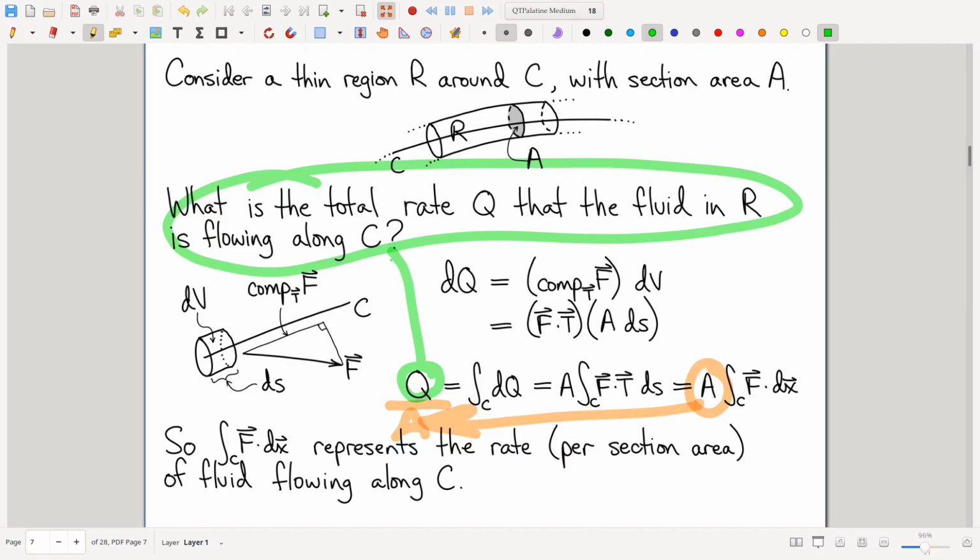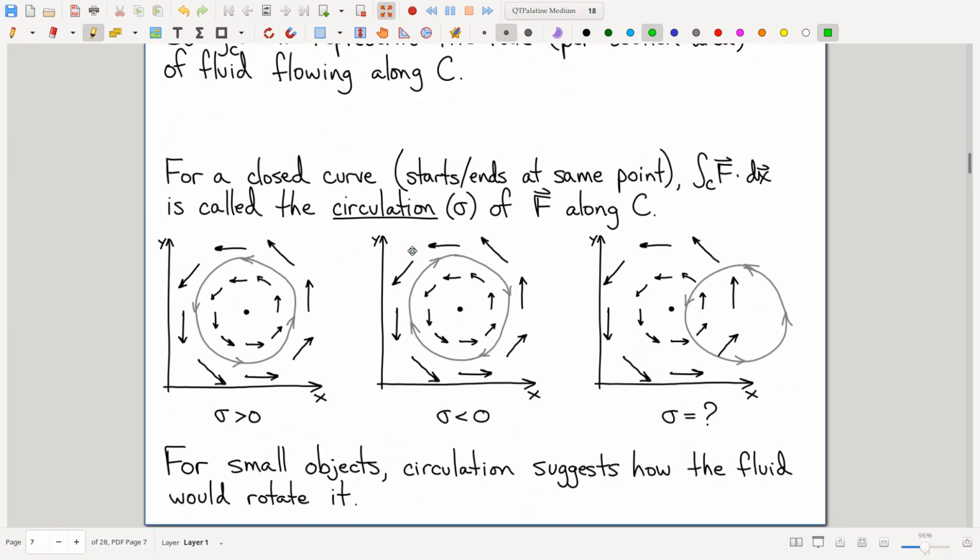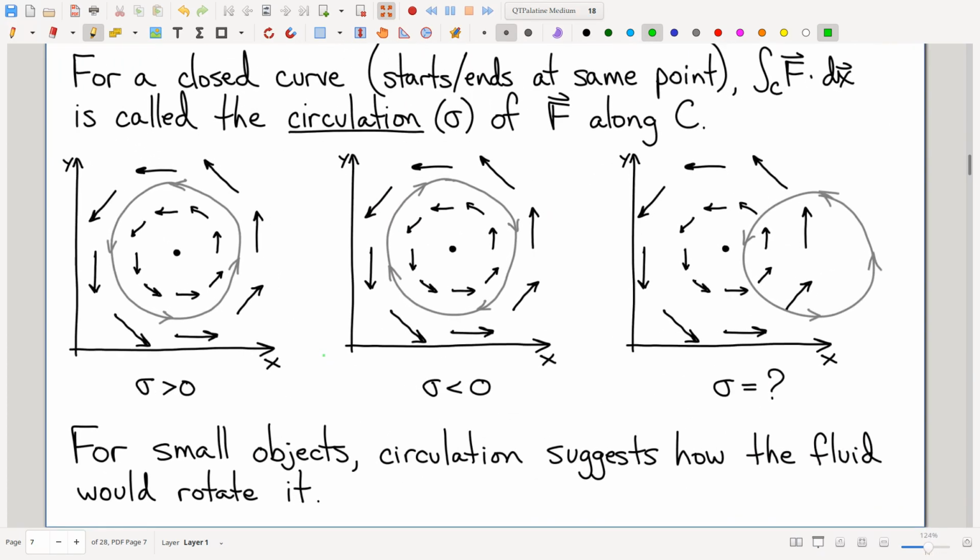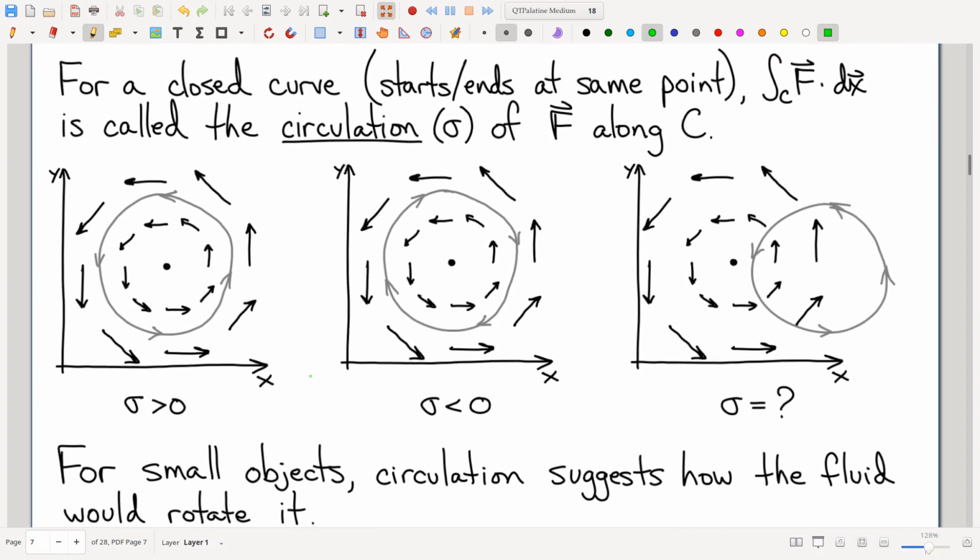Okay. All right. So let's see some examples here, just to get our hands on it.